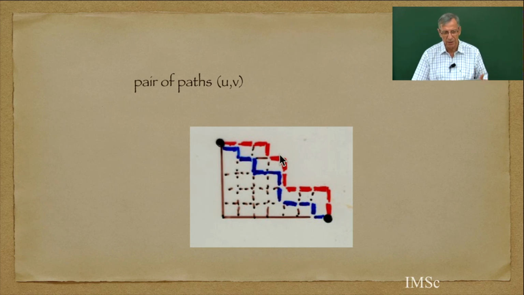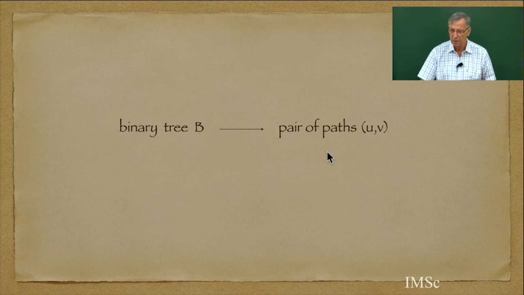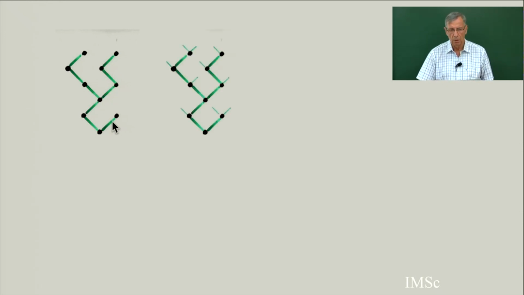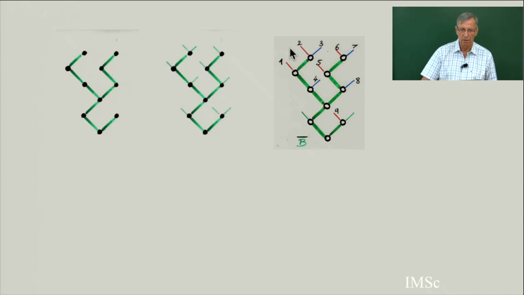So I will need the classical bijection between binary trees and pairs of paths. Take a binary tree, and complete the binary tree with external edges. So there are n vertices, now there are 2n+1 vertices. In the external edges that I have added to the previous binary tree, there are two kinds of edges: in red, edges going to the left, and in blue, edges going to the right.